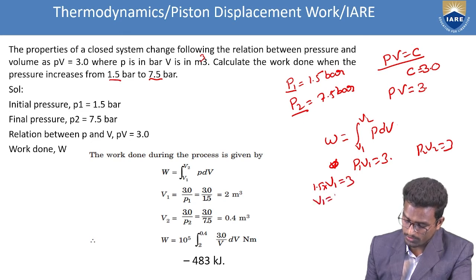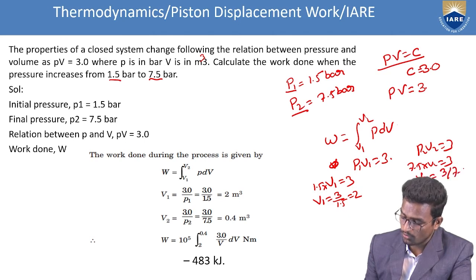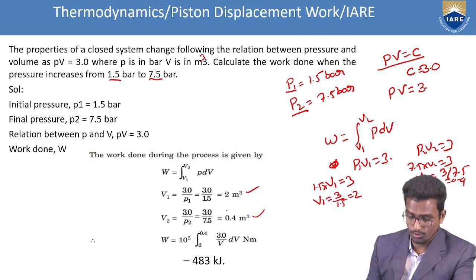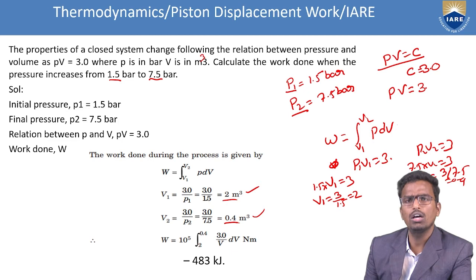That means V1, how much do we get? 3 by 1.5, that means 2. Here also, what is V2? It is 7.5 times V2 is equal to 3, so V2 is equal to 3 by 7.5. You will get a value of 0.4, right? You will get 0.42. That means you get the volumes. Now, how much amount of work?